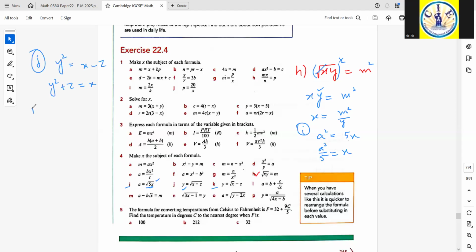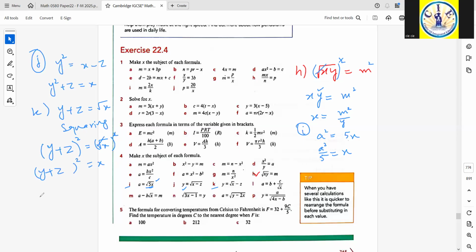Same goes for part K. y plus z is equal to radical x, and now taking the square, this will give me y plus z whole squared. Don't forget that when you take the square, that will be taken as a whole, whatever the expression is on the other side. So the value of x is y plus z whole squared.